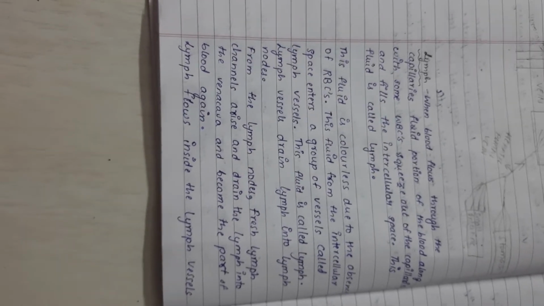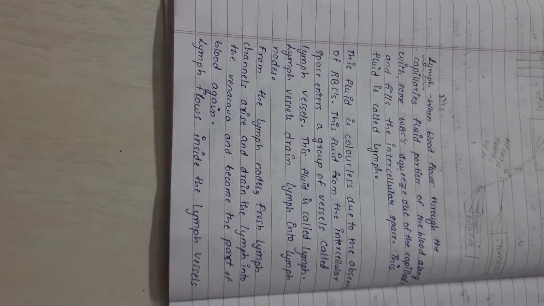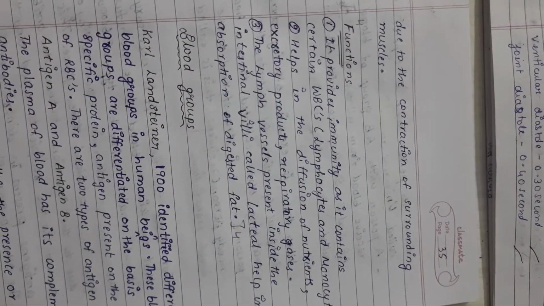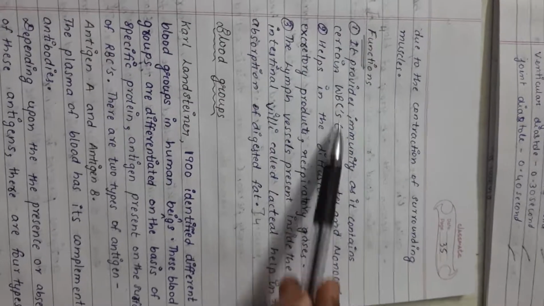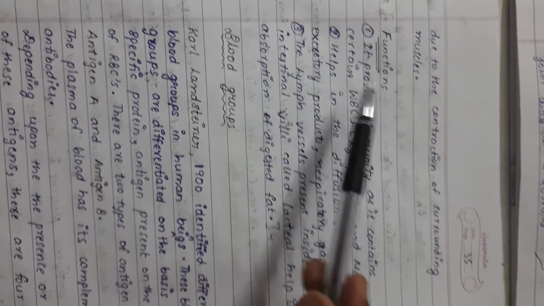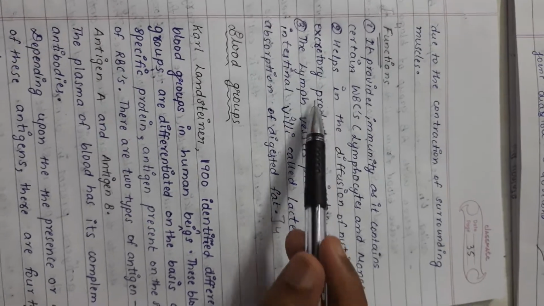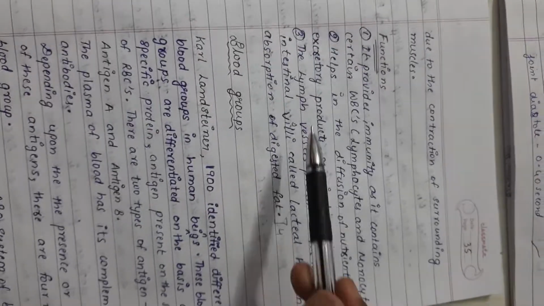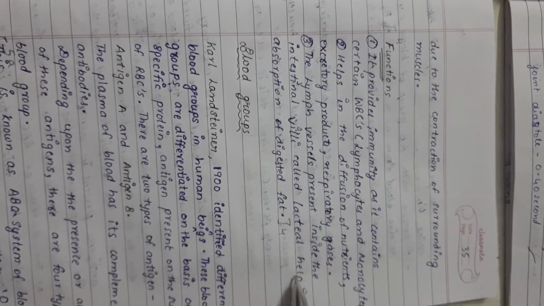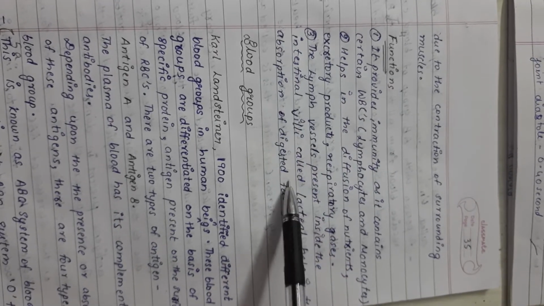Lymph is a colorless fluid. It's not like RBC, which is colorful, reddish, but lymph is colorless. You can write it down. Now let us see what are the functions. It provides immunity as it contains certain WBCs, lymphocytes and monocytes. It helps in the diffusion of nutrients, excretory products, respiratory gases. The lymph vessels present inside the intestinal villi called lacteal help in the absorption of the digested fat.